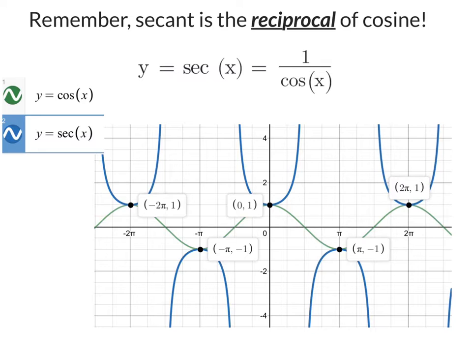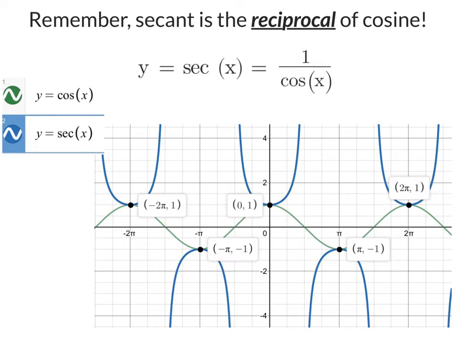Now here we have secant, and of course that's the reciprocal of cosine. Just like cosecant, which was 1 over sine, we have secant as 1 over cosine of x. And there are places on the unit circle where cosine of x is equal to 0. So therefore, secant will also have asymptotes at those places. The green curve here represents cosine, and the blue curves are secant.